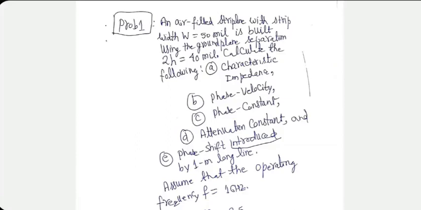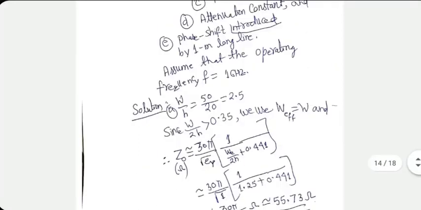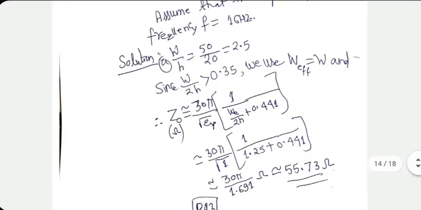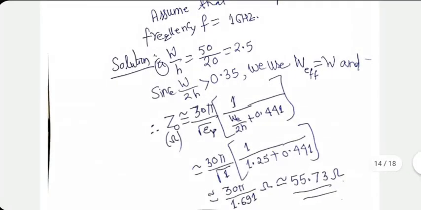Now 2H is given, so H will be 20 mil and W is 50 mil. So the aspect ratio W divided by H will be 50 divided by 20, which is 2.5. That's one thing. I've got the formulas reproduced again, rather than going back in my notes. W by H is 2.5. Now there were two different formulas depending on the W by 2H value. In this case, W by 2H is definitely greater than 0.35.